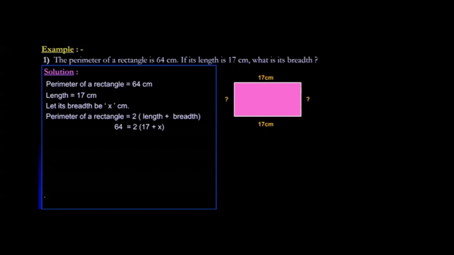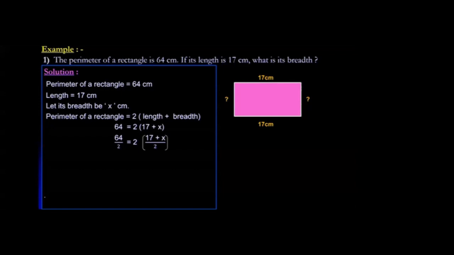So, by substituting the values in the formula given, we will get 64 equals 2 times (17 plus x). As the perimeter is 64, we will write 64 in the place of perimeter and we will substitute the given values in the formula. So, in algebraic expressions, children, in the last term, we have seen how to solve an algebraic equation. If multiplication is there, we are going to do division. If multiplication is there in algebraic expressions, we are going to do division.